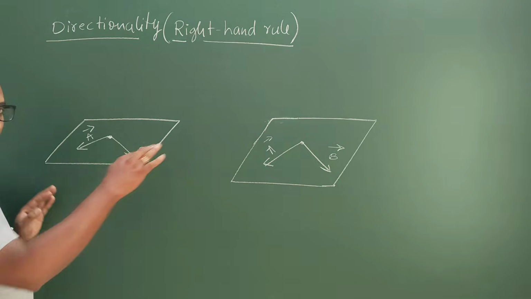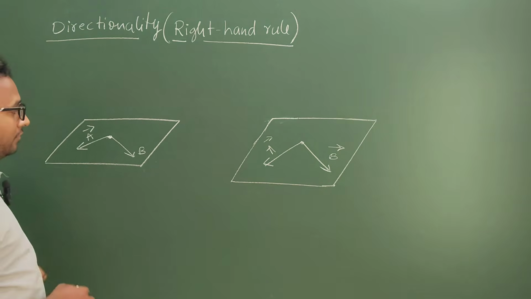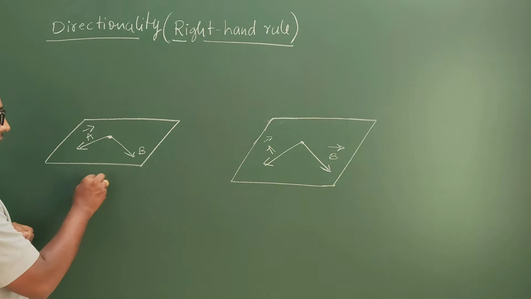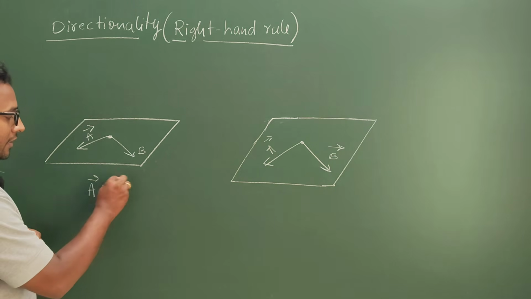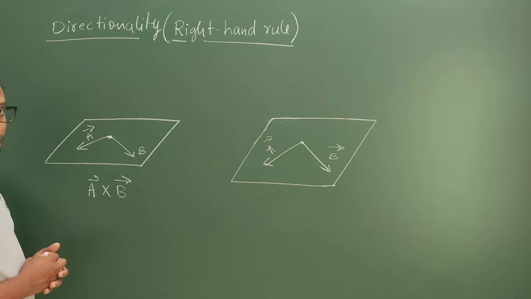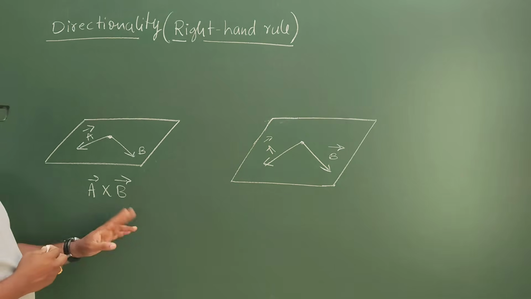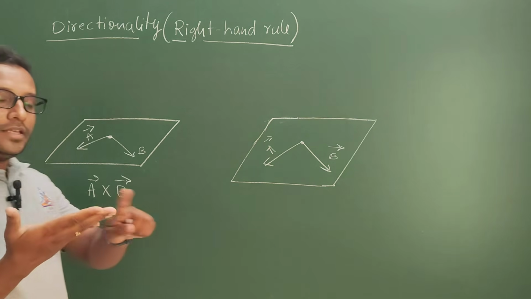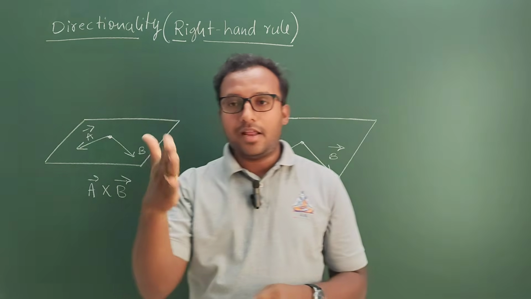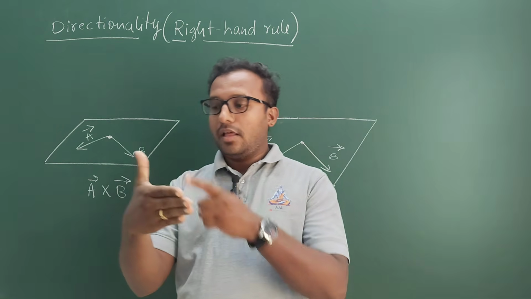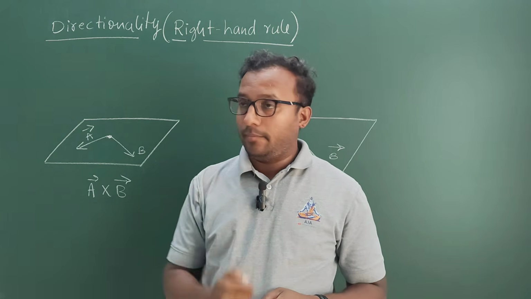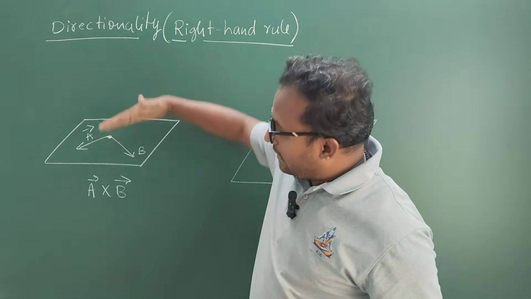Here I have taken one horizontal plane where the two vectors A and B are spanning. Now I will take the cross product A crossed with B. To find out the direction of A cross B, I will hold the fingers of my right hand in the direction of A, and the thumb will be the direction of the resultant vector of A cross B. So now let us understand this.